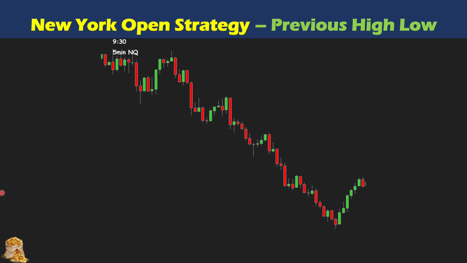There are mainly two uses of the previous day's high and low. The first one is to help with the trading setup, and it becomes a trigger to start the trade. The second use is as the profit target. First, let's take a look at how it can help with the entries.